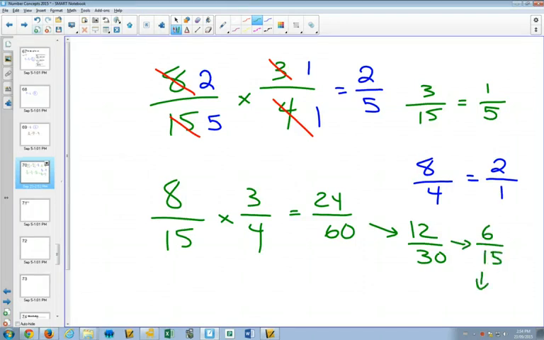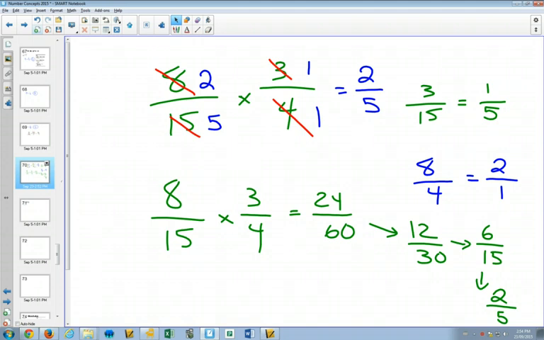Can I simplify that fraction by 2? No. Can I divide them both by 3? Yes, and then I would get 2 over 5, which is the same answer that we got by simplifying early. So that is some interesting things that happen with fractions if the fractions can be simplified.